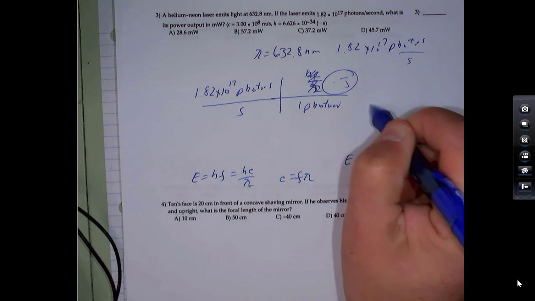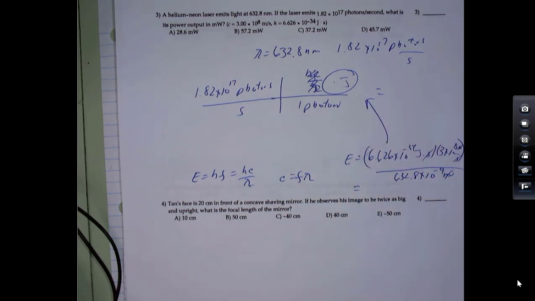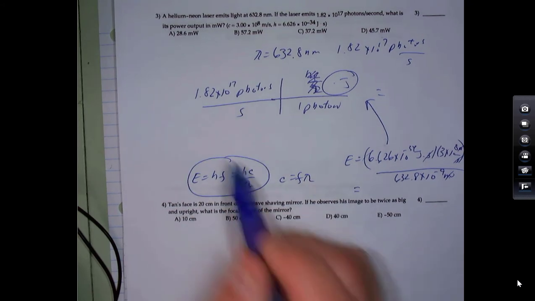Okay, and then, 1.82 times 10 to the 17th photons per second. Multiply it by how much energy one photon has. That will give you the power. And then we want it in milliwatts, so times 10 to the minus third. So here's the big key part of this. This is the way to get the energy of one photon.